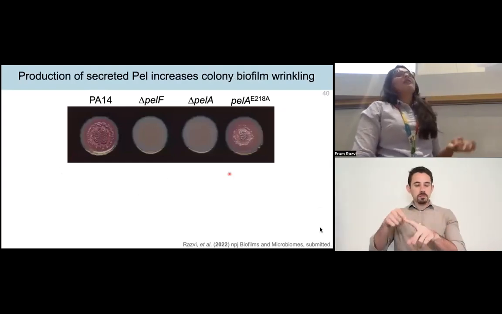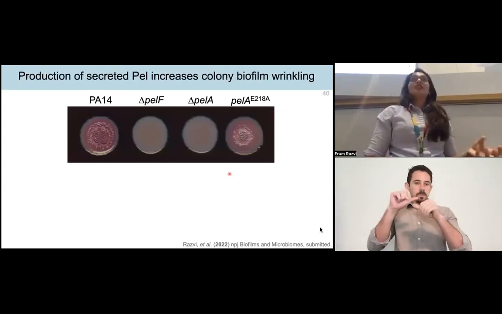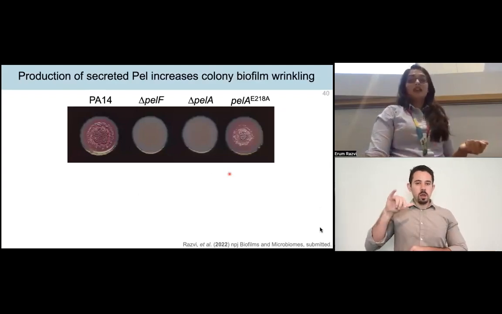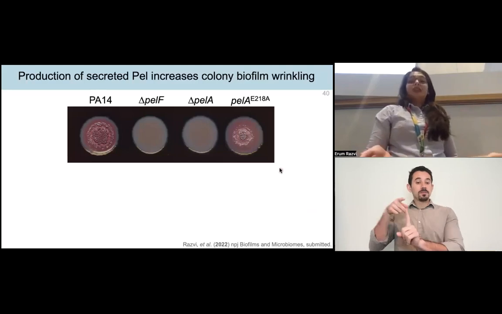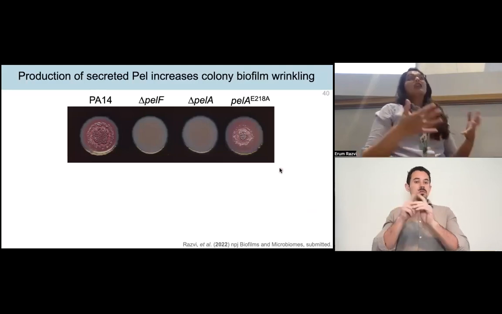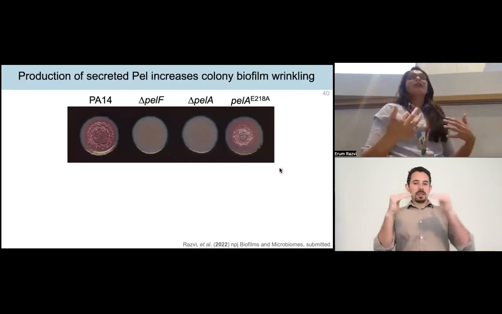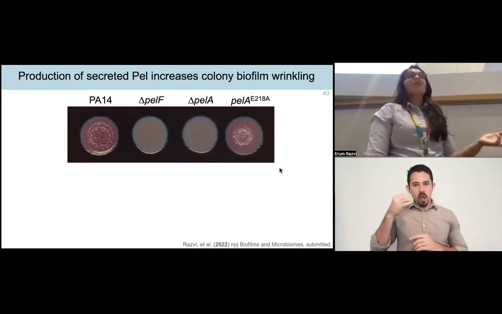So next, we wanted to examine colony biofilm morphologies as wrinkling occurs due to the production of exopolysaccharides. In addition, PA14 wrinkling is known to occur as a strategy to increase the surface area to promote access to oxygen and balance the intracellular redox state of biofilm cells.